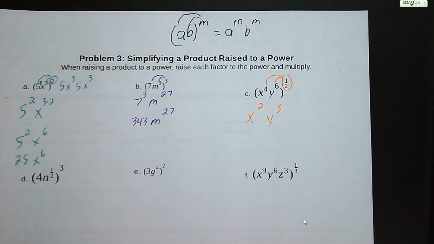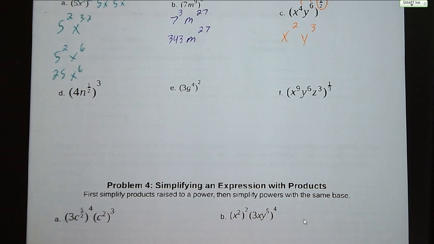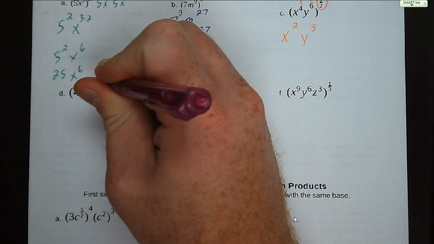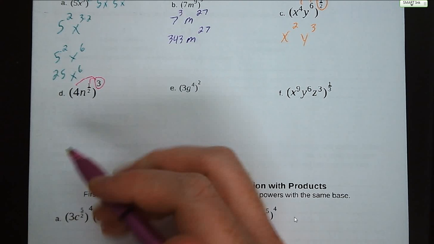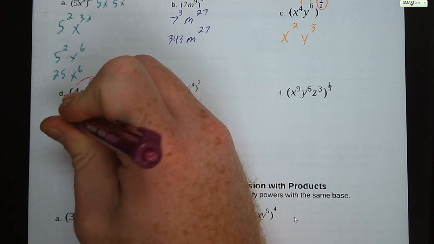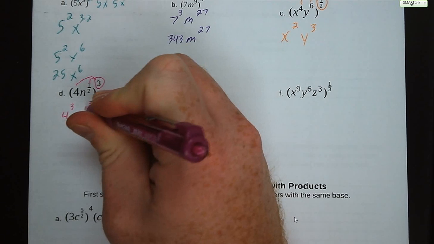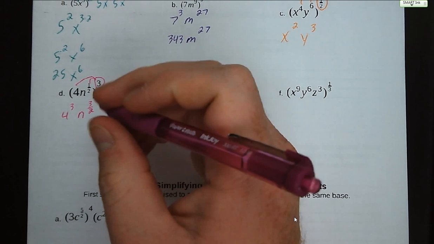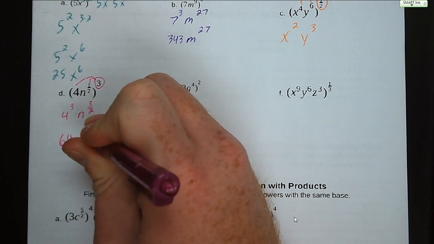I want you guys to try letters D, E, and F on your own, and then I will go over them. So letter D, we have an exponent of 3 being applied to the term 4n to the 1/2 power. So 4 to the third power, n to the 3/2 power, and 4 to the third power is 64, n to the 3/2.